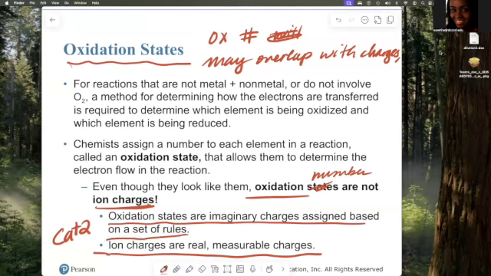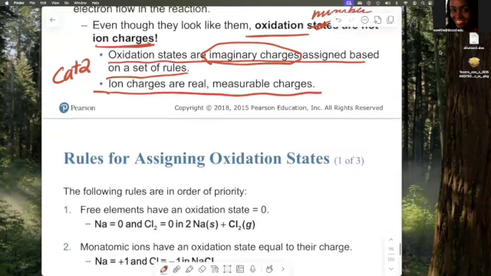Now, when they say imaginary numbers, please don't start panicking. Don't call me and be like, "What? Are you teaching us imaginary things?" They're not just made up. We're following rules, right? But they're a means to an end. They're imaginary charges assigned based on a set of rules, and they have one purpose only. They're here to tell us what's being oxidized and what's being reduced. Okay? So let's not get caught up with the means to an end.